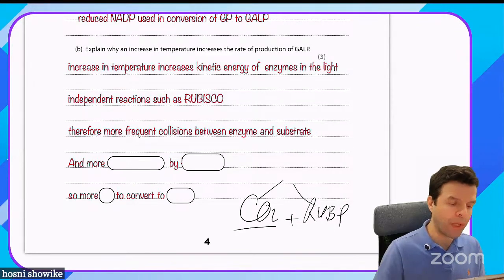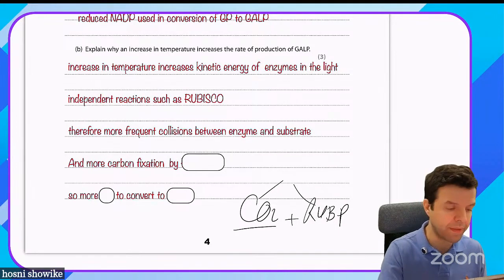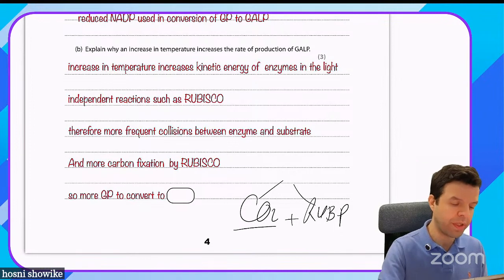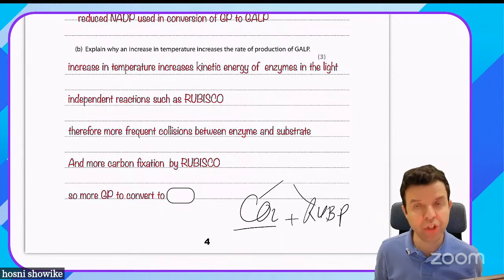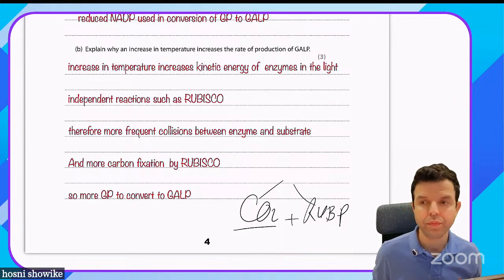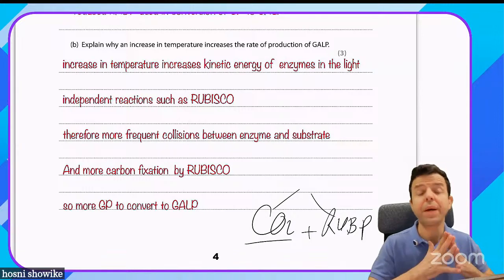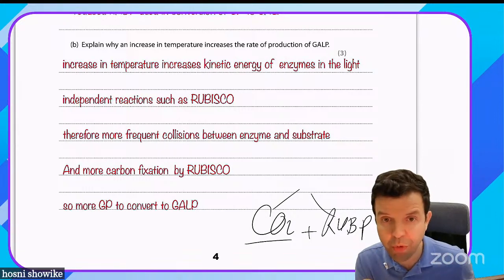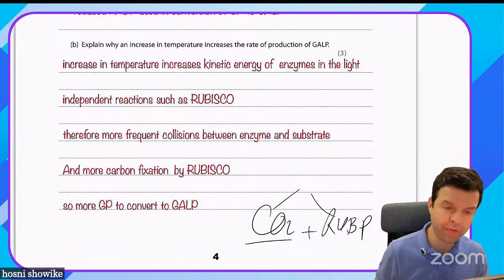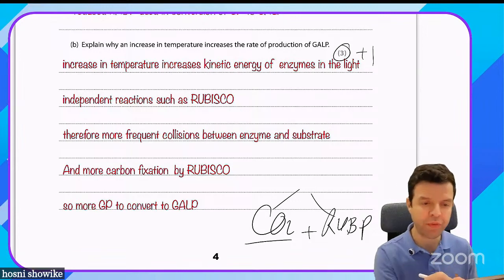So more what? Enzyme substrate. Together, the enzyme and substrate will form a complex, okay? So more GP turning to what? To GALP again. Obviously, I'm writing many extra points. In the exam, as we always say, the number of marks plus one. You write 4 points if it comes 3 marks like this.